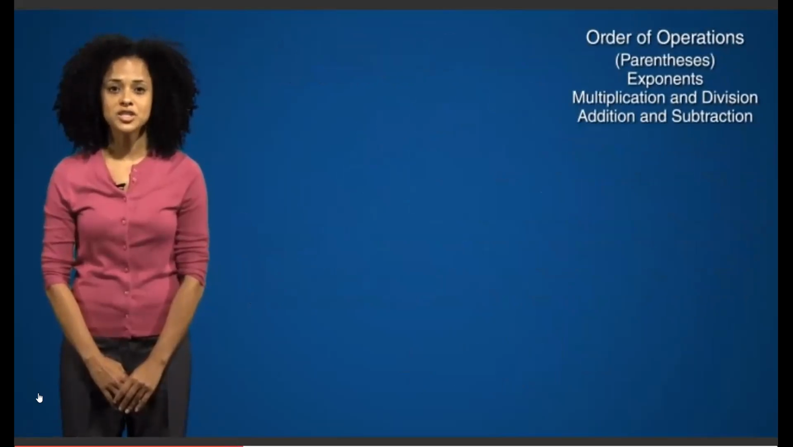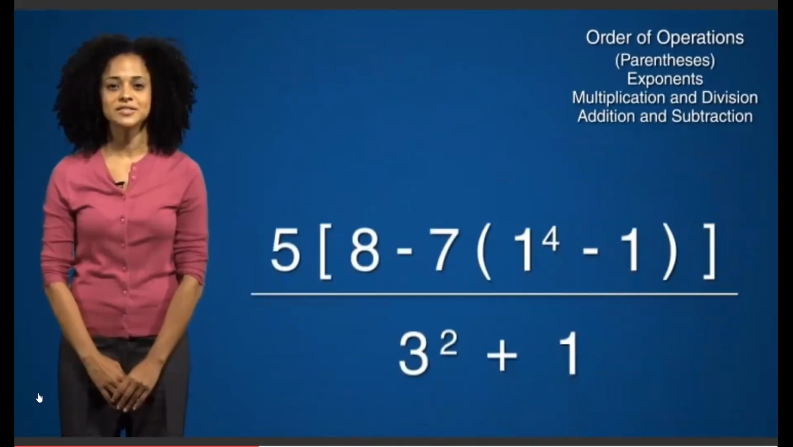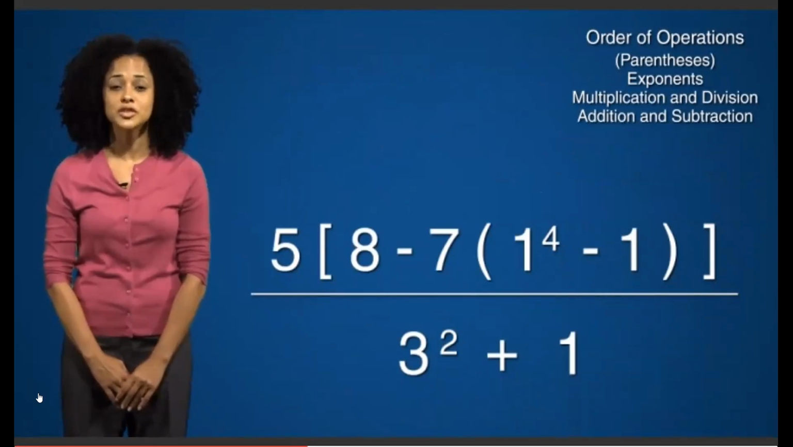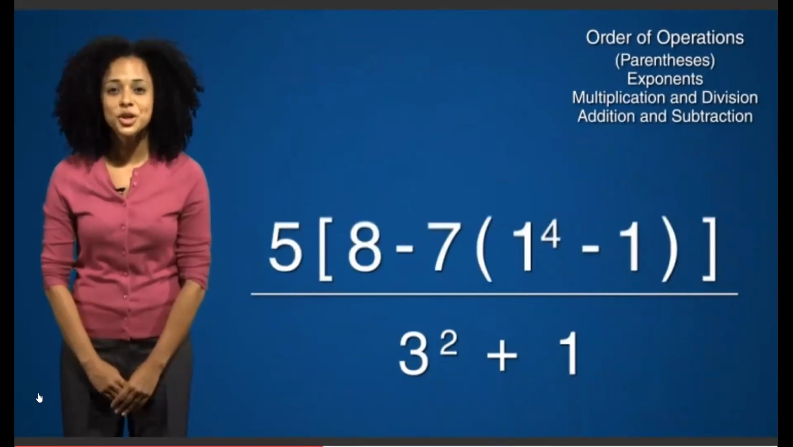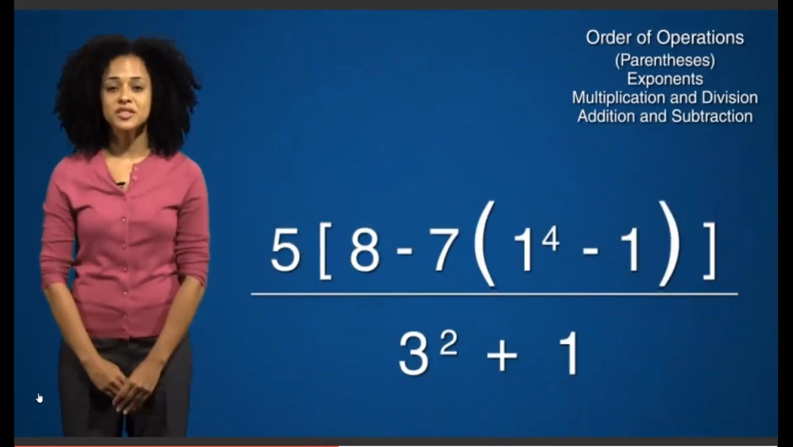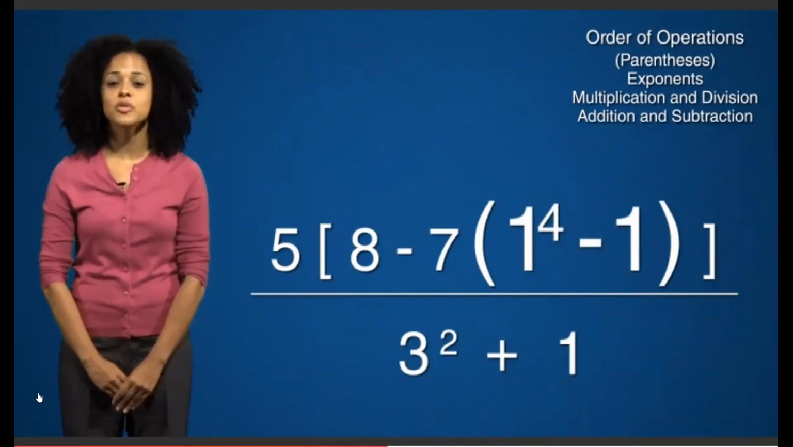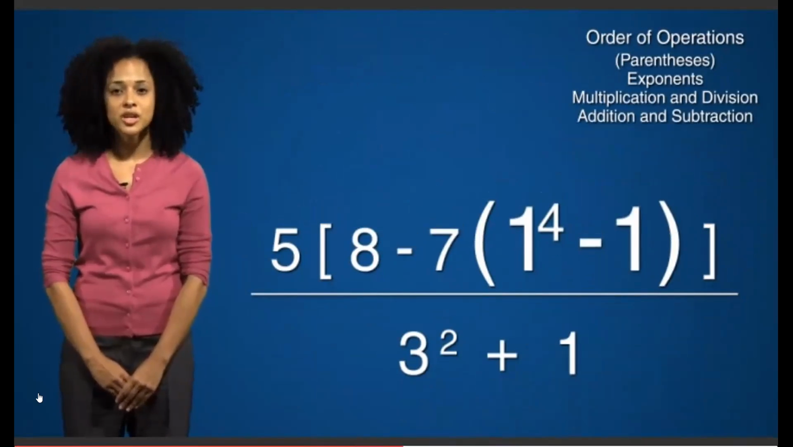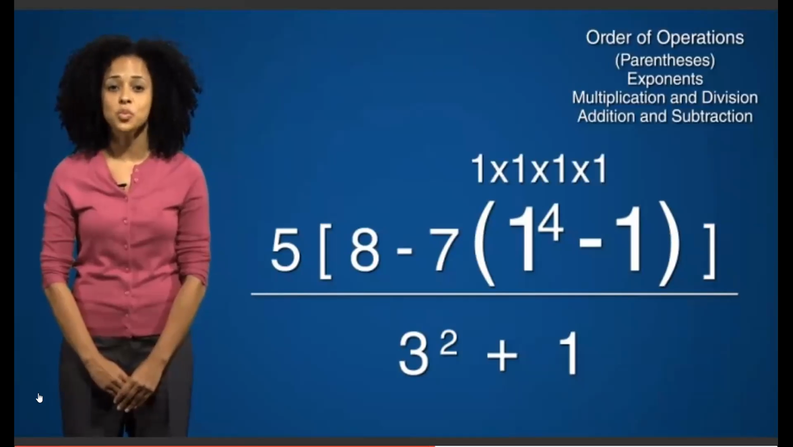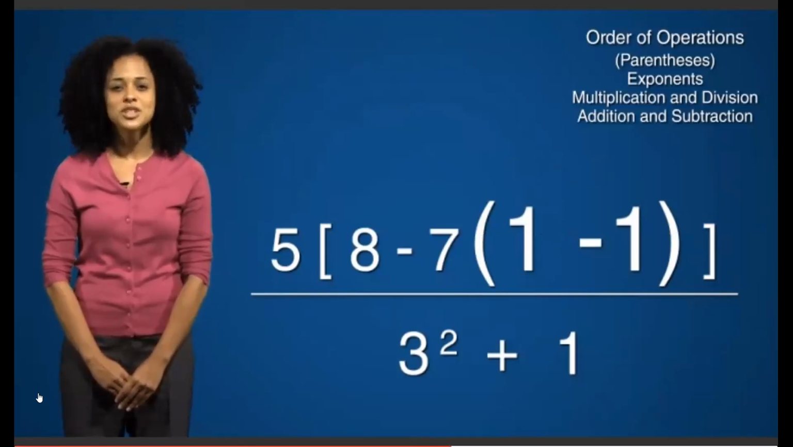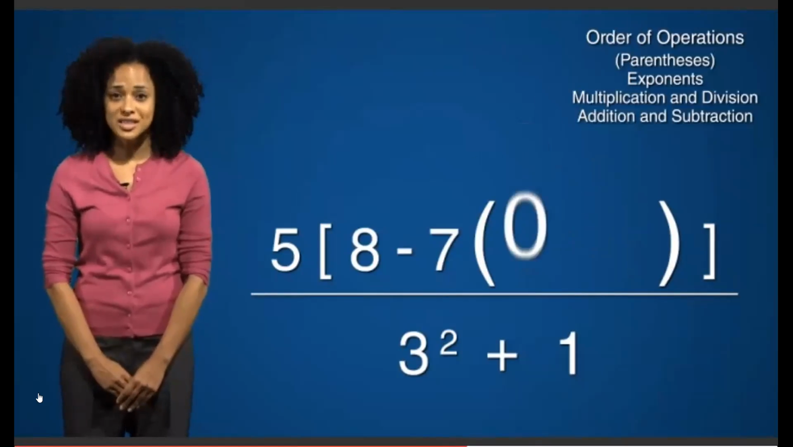Let's use the order of operations to evaluate this complicated expression. The fraction bar indicates division, but it is also treated like a grouping symbol. So we will need to first evaluate the numerator and denominator of this fraction separately. Let's start with the numerator. In the numerator, we have both parentheses and brackets. We always work inside the innermost set of grouping symbols first. So we'll evaluate the parentheses first. Inside the parentheses, we have both an exponent and subtraction. The order of operations tells us to find the value of the exponent and then subtract. 1 raised to the 4th power is the same as 1 times 1 times 1 times 1, which is actually just 1. Then 1 minus 1 is 0.